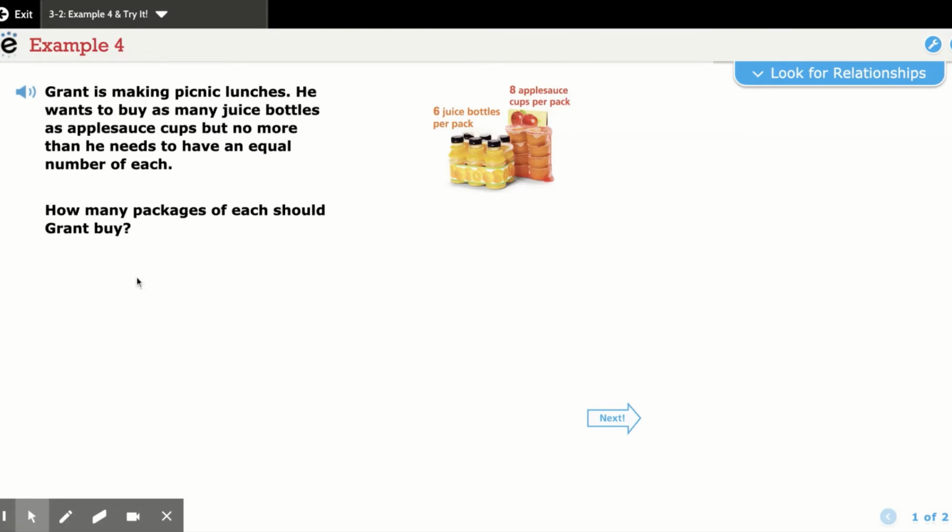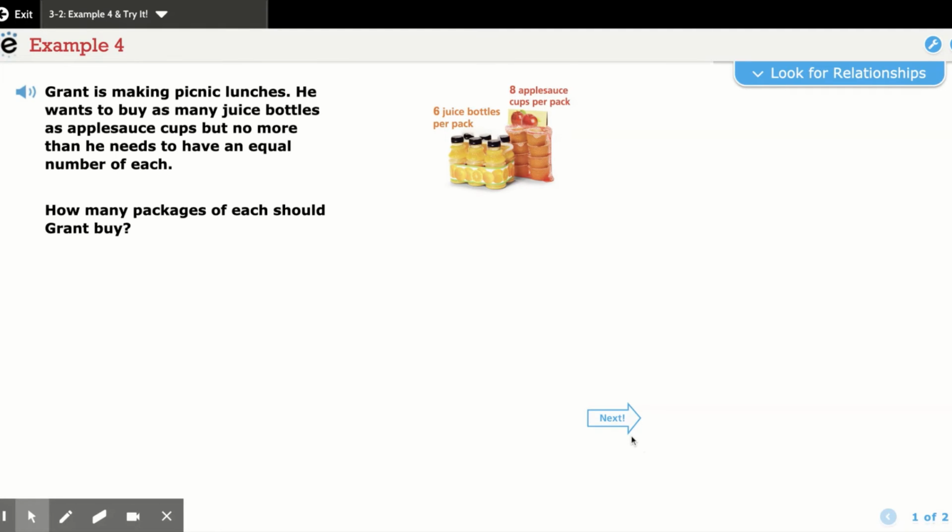Okay, this is example 4 on page 126. Grant is making picnic lunches. He wants to buy as many juice bottles as applesauce cups, but no more than he needs to have an equal number of each. How many packages of each should Grant buy?